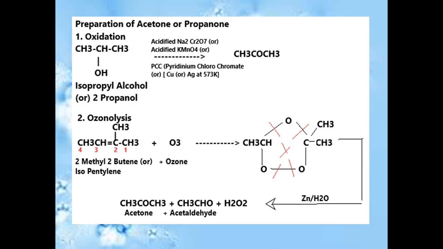In preparation of acetaldehyde, first of all, oxidation. For oxidation, ethyl alcohol is used, by using acidified sodium dichromate or acidified potassium permanganate or pyridinium chlorochromate, or copper or silver at 573 Kelvin. It undergoes oxidation. What does oxidation mean? Removal of hydrogen. Here we are going to remove the hydrogen in CH2OH, indicated in orange color, so that we get acetaldehyde.